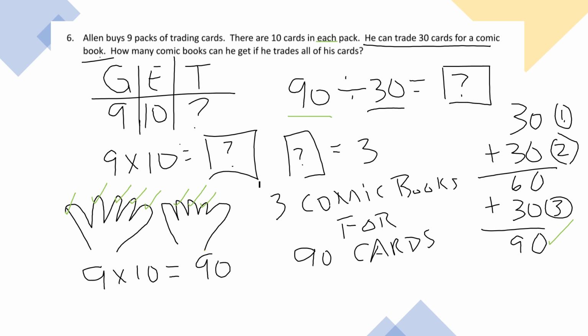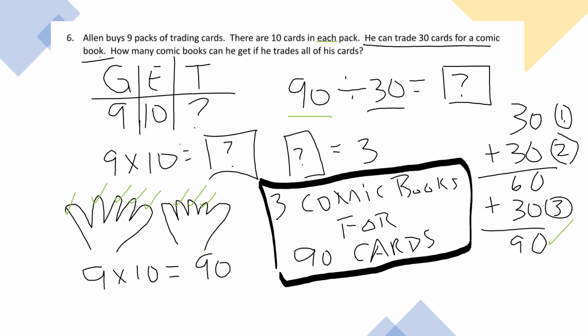All right. So now we've solved number 6. That was a multi-step question because we had to do 2 different things, right? So that was multi-step. It wasn't so bad.